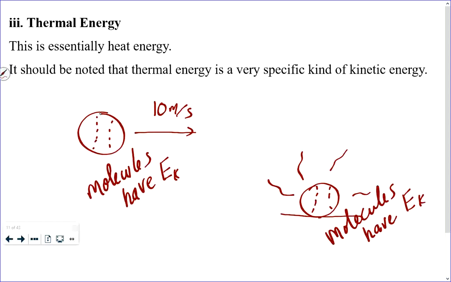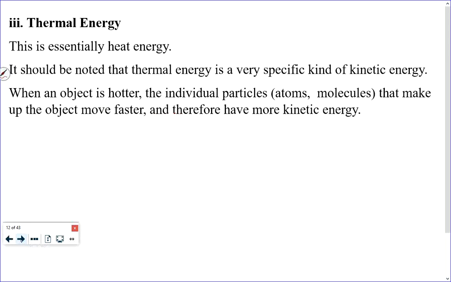So when I take two baseballs out from the house and I walk outside, I can add energy to the baseball by throwing it, or I can add energy by heating it up. And in both cases, I'm adding energy to the molecules. So that's what I mean when I say thermal energy is a very special kind of kinetic energy. So when an object is hotter, the individual particles that make up the object move faster. And you don't need to write it down, but you should note they move faster in a random direction. They're not all moving faster in the same direction.